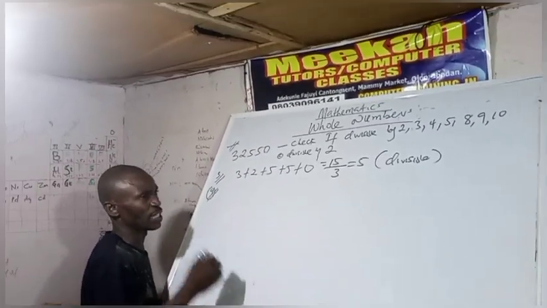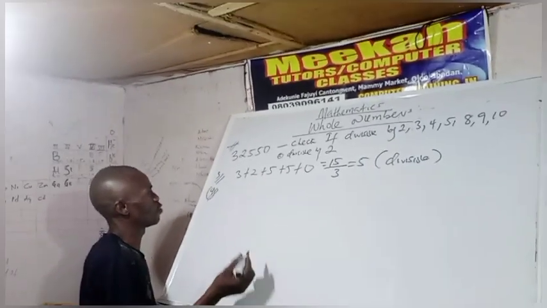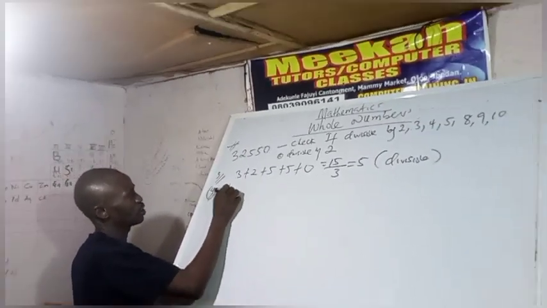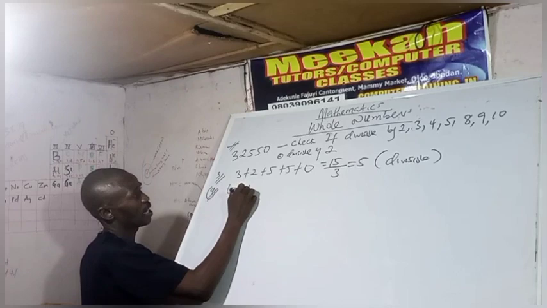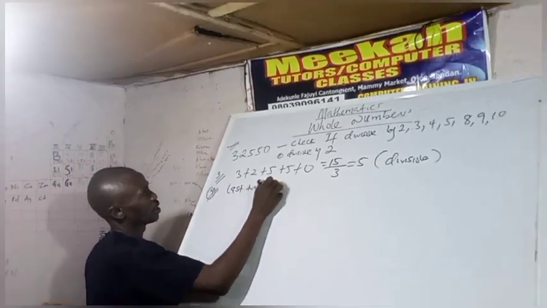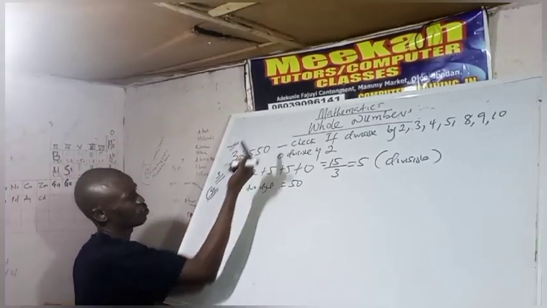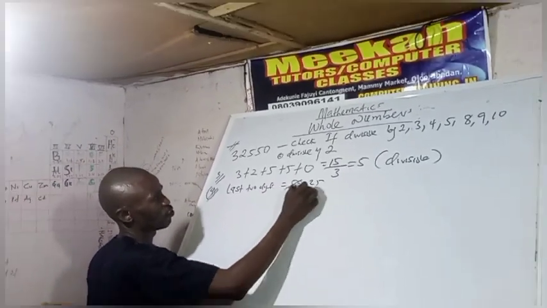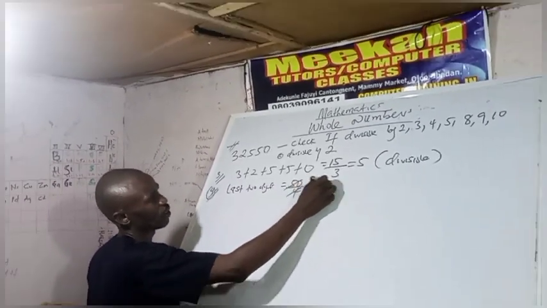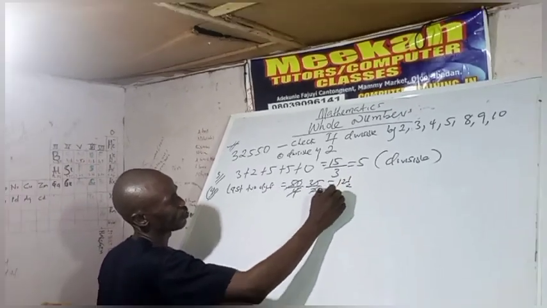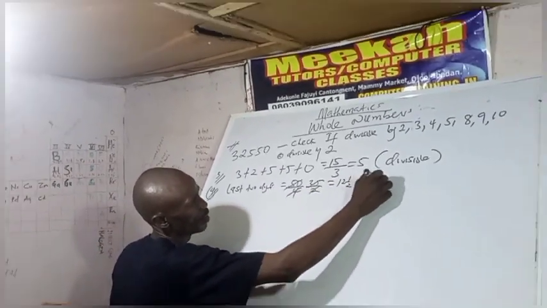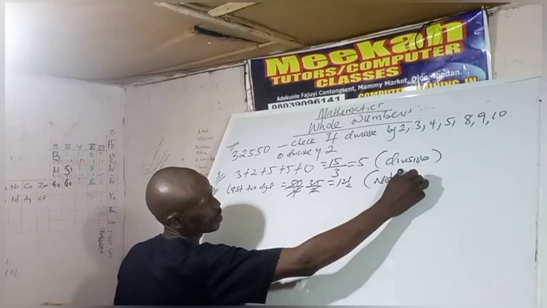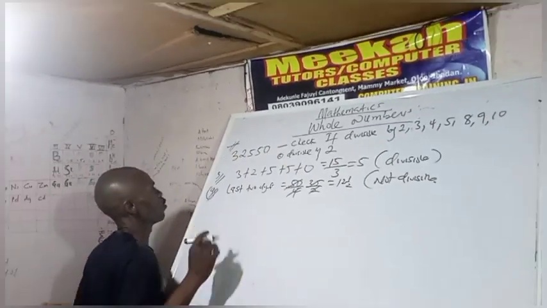Now, number 4: check if it is divisible by 4. Rule for 4: if the last 2 digits form a number divisible by 4. The last 2 digits are 50. 50 divided by 4 gives 12 remainder 2. So it is not divisible.